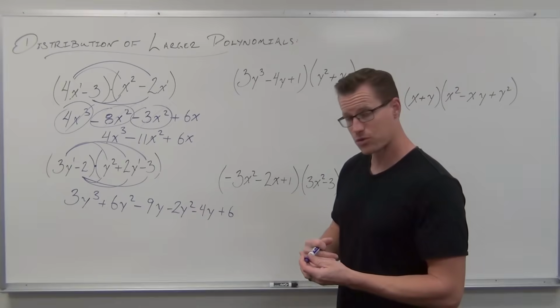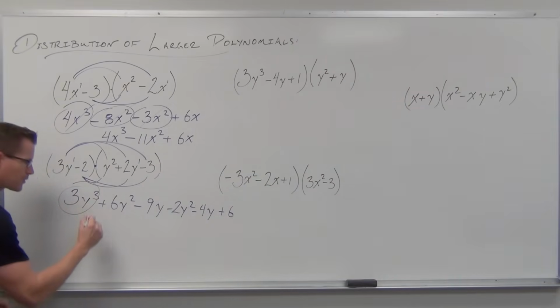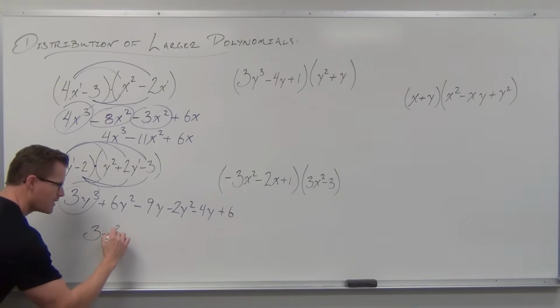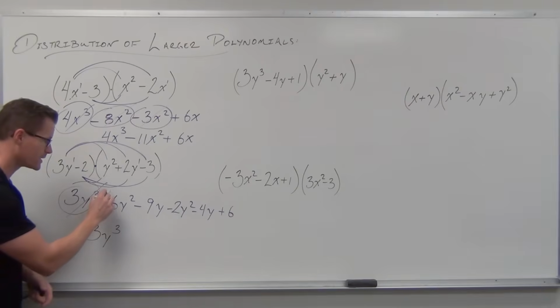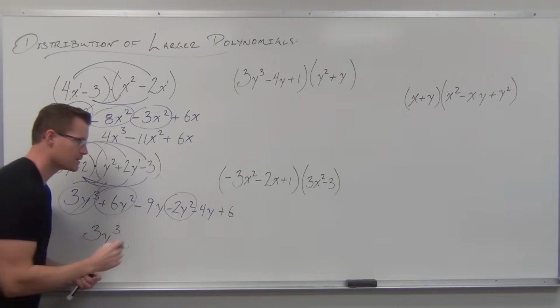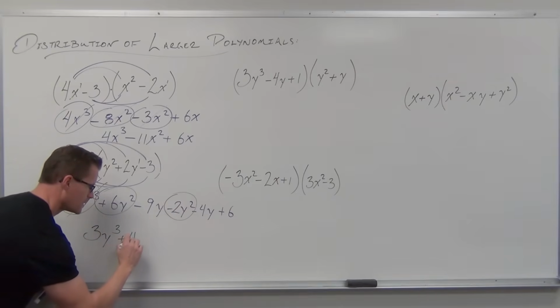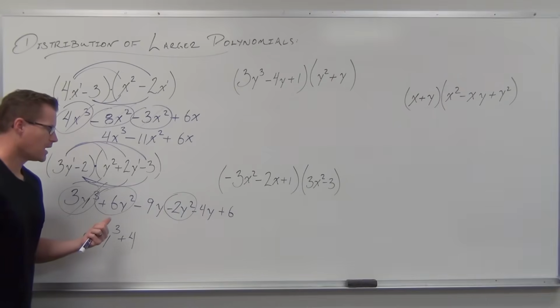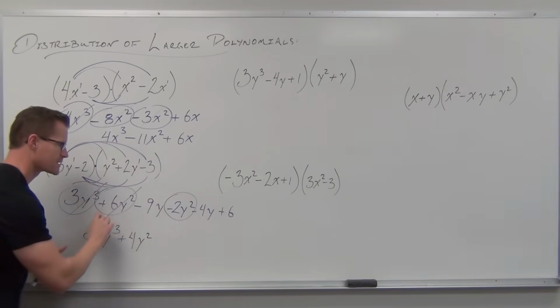So I'm looking at that 3y to the third. Now I don't see anything with 3y to the third, but that is going to be my first term. After that, I'm going to be searching for any y to the second power. So I see 6y to the second, and I see negative 2y to the second. Combining like terms adds or subtracts your coefficients. So we get plus 4 here, and then does nothing with the exponents. They had to be the same.